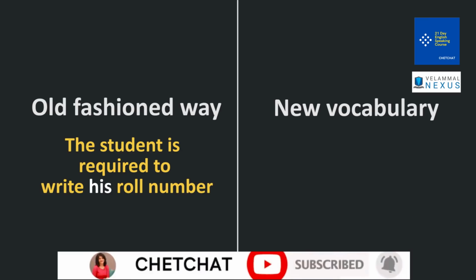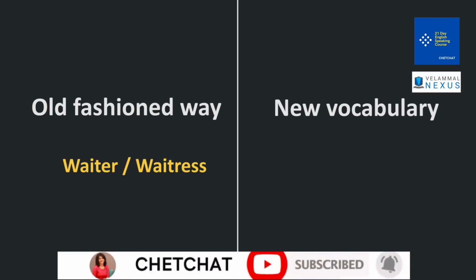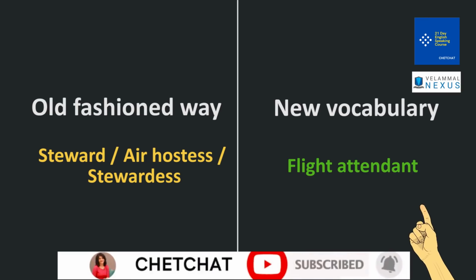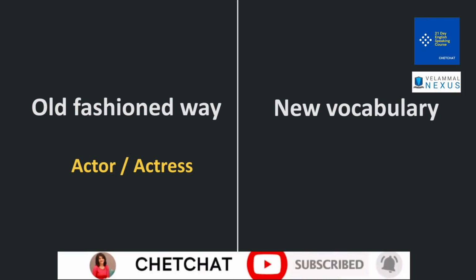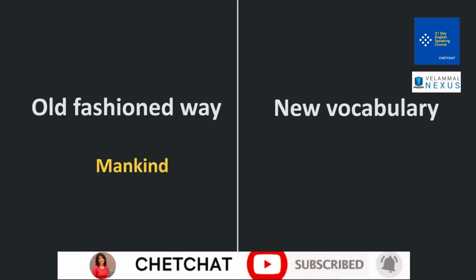The student is required to write his roll number. But what if the student is a girl? The students are required to write their roll numbers. Instead of saying the conventional waiter or waitress, how about we just say server? Similarly, instead of saying air hostess, steward, stewardess, how about we say flight attendant? And nowadays, people don't refer to the male and female actors as actors and actresses. They call everyone uniformly an actor. Similarly, the common man is now called the average person, and mankind is referred to as humanity.